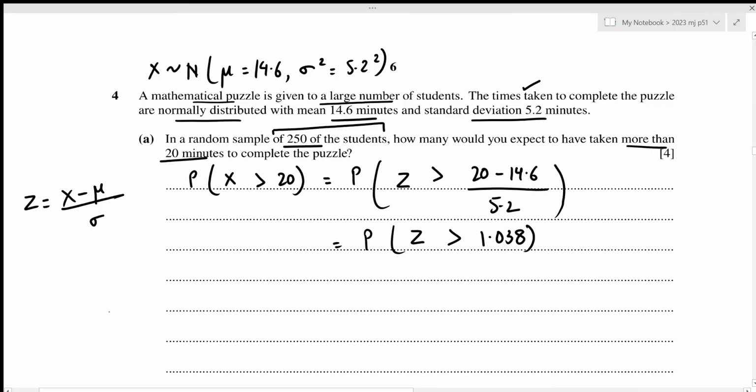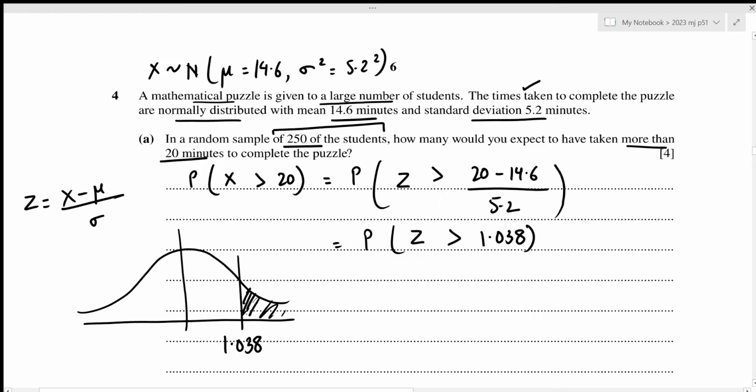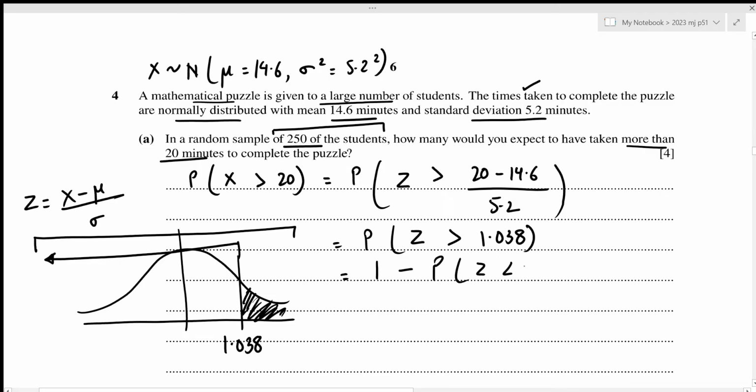Okay, and remember that our table will only provide the probability less than a certain value, right? In this case, we require the value greater than 1.038. So in order to figure this one out, what we can do is just subtract the probability less than 1.038 from the total probability of 1. So we can write this down as 1 minus probability of z is less than 1.038.